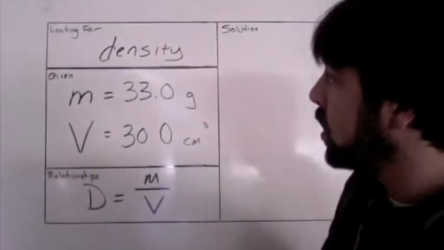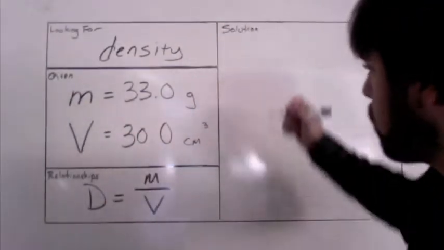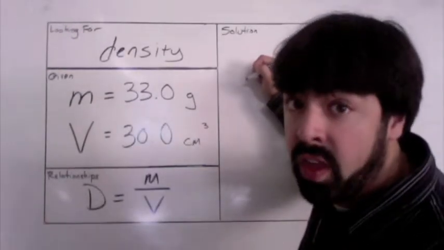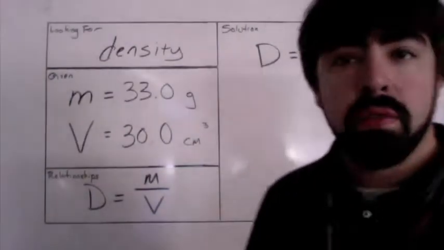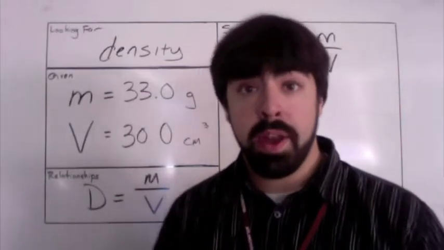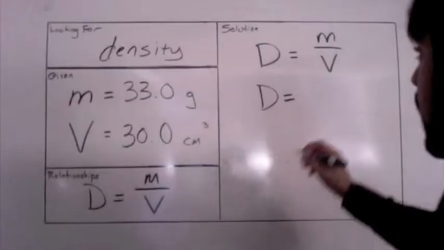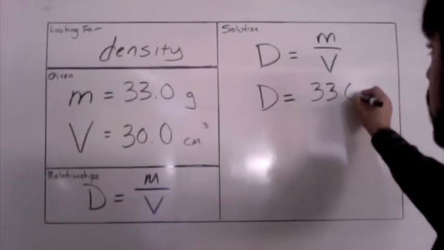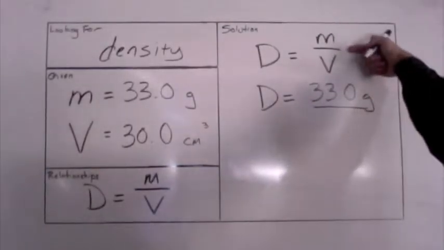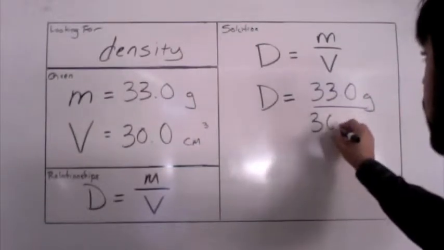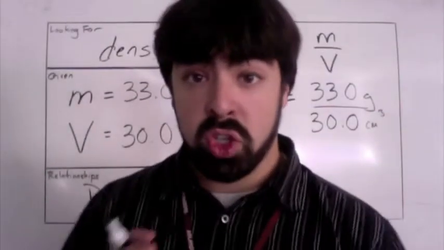Now we're going to move into the solution. We have what we're looking for. We have what we're given. That's the relationship we need to plug in and solve. We start off by rewriting the equation. Density equals mass divided by volume. Then we plug in what we know. So density equals mass is 33 grams, volume next, divided by, like right up here, volume. Volume is 30.0 cubic centimeters. Always write your units in, extremely, extremely important.